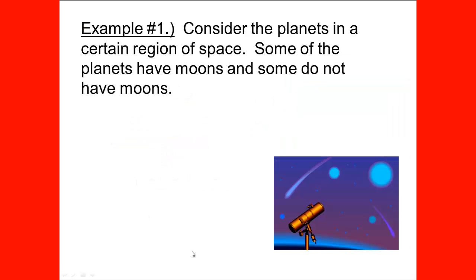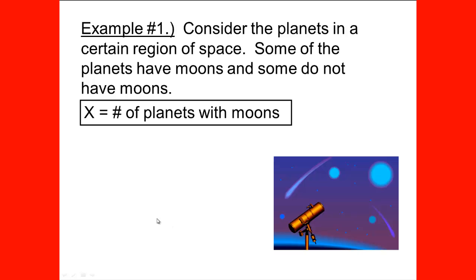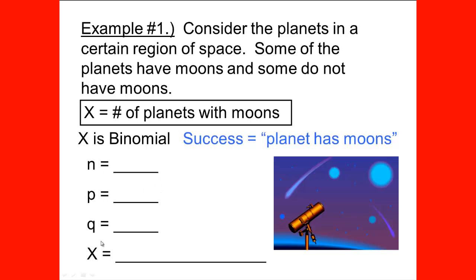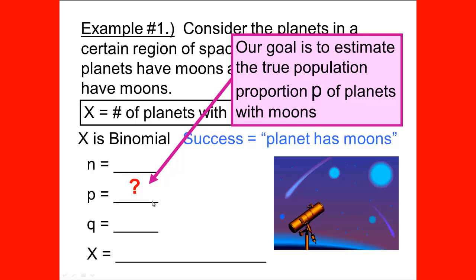We're now ready to do example 1. Consider the planets in a certain region of space. Some of the planets have moons and some do not. So X will be the number of planets with moons. X is a binomial and the success is the planet with moons. So we have n, P, Q, and X that we will define, and P will be the proportion with moons. Our goal is to estimate the true proportion P of planets with moons.